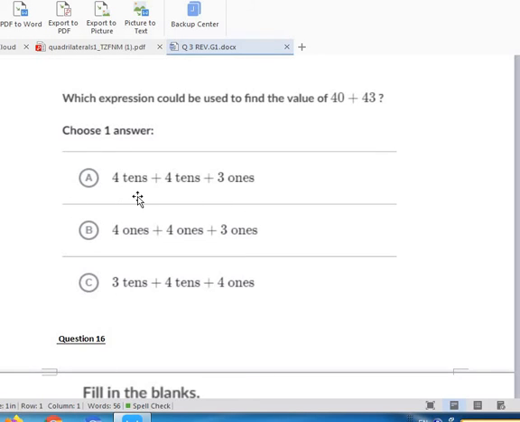It gives me 4 tens plus 4 tens plus 3 ones. I got the answer here, 83. 4 tens plus 4 tens give me 80, and 3 will give me 83. So this is the answer. 4 tens, 40, plus 4 tens, 40, 80. 80 plus 3 ones will give me 83. So this is the answer.